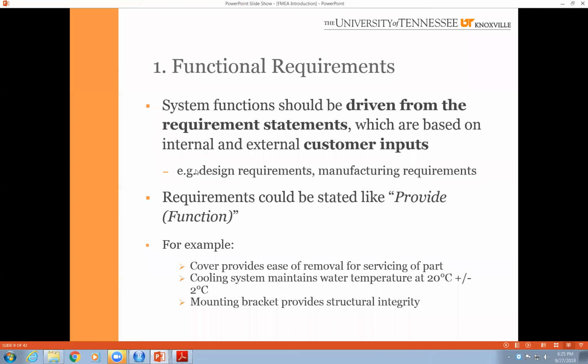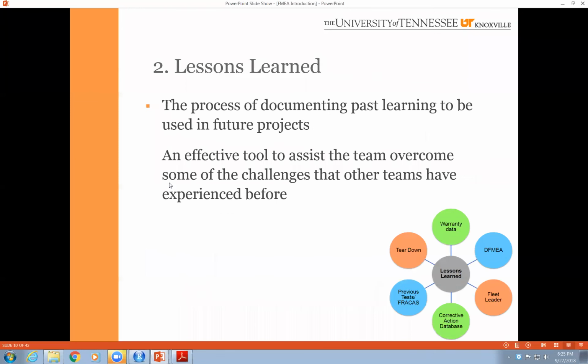And so on, okay? Some examples: cooling system should maintain water temperature X plus or minus something, or mounting bracket should support some structural integrity and so on. So this is the first thing, just to think about it as a requirement for the component you're working on.